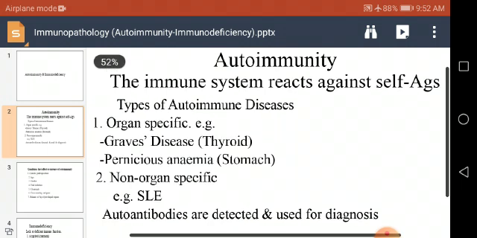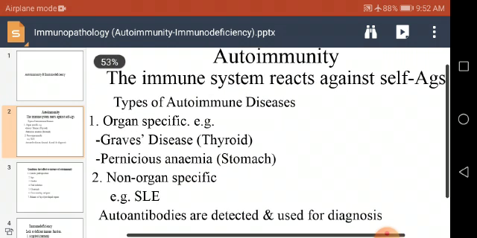We start with autoimmunity. In autoimmunity, the immune system reacts against self-antigens, leading to autoimmune diseases. These diseases are classified into organ-specific, where the autoimmune disease is confined to just an organ. The example is Graves' disease, which is confined to the thyroid gland.